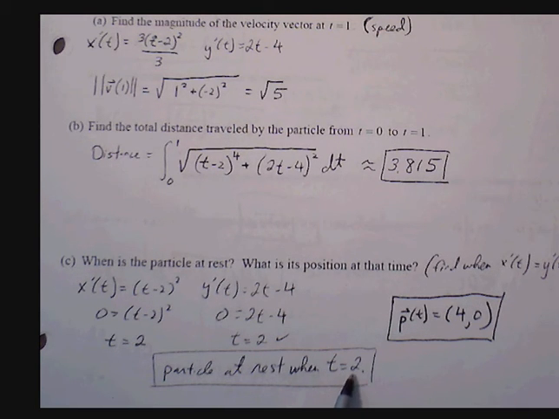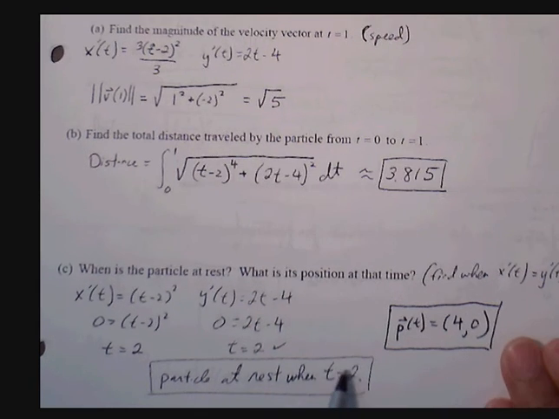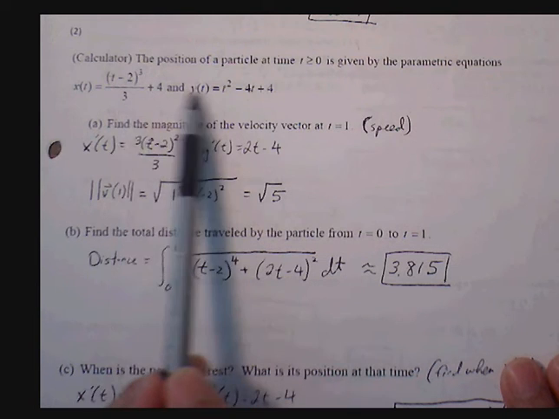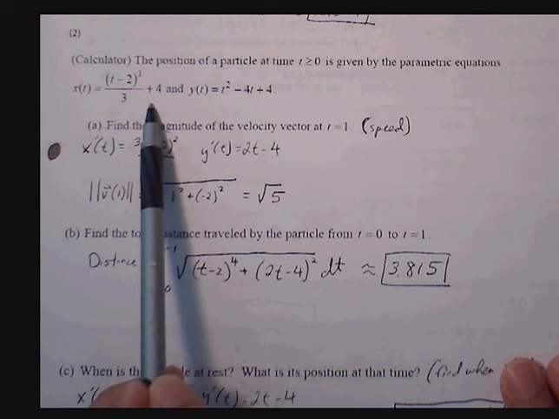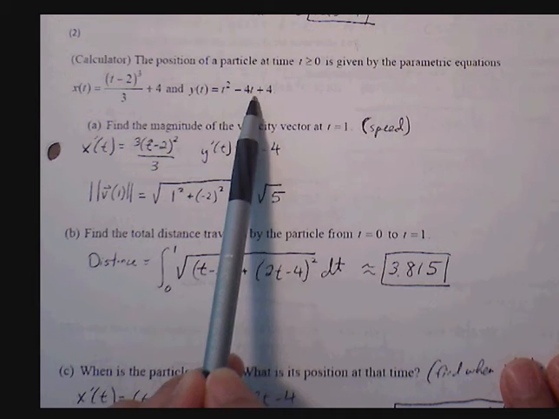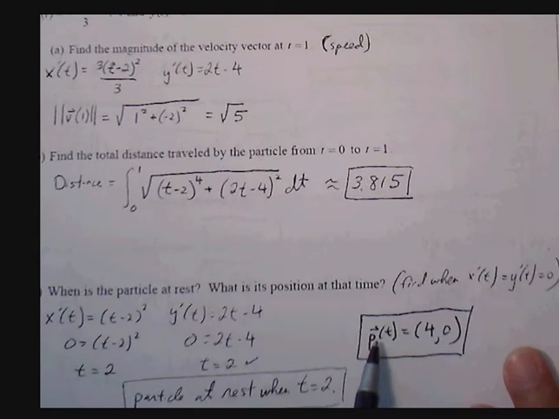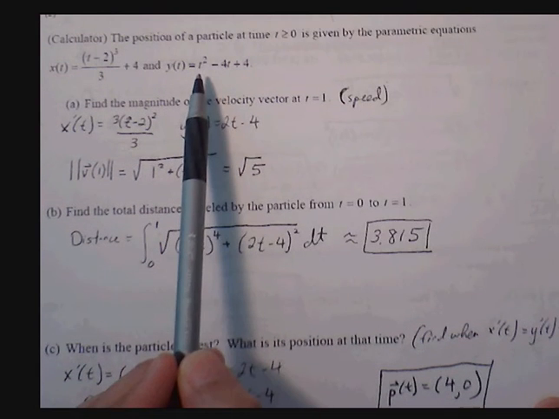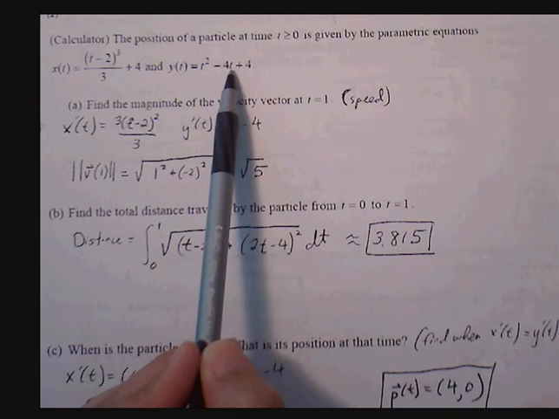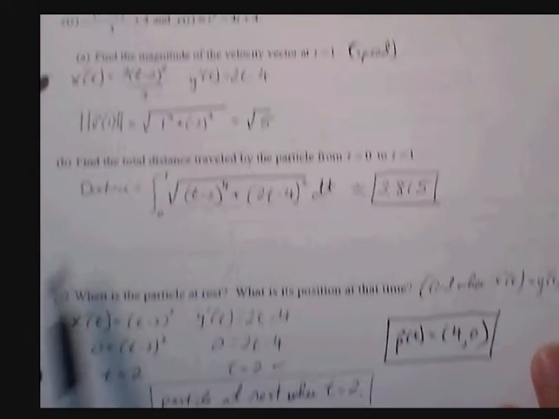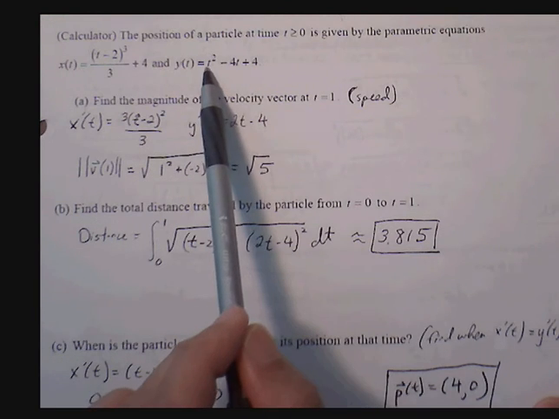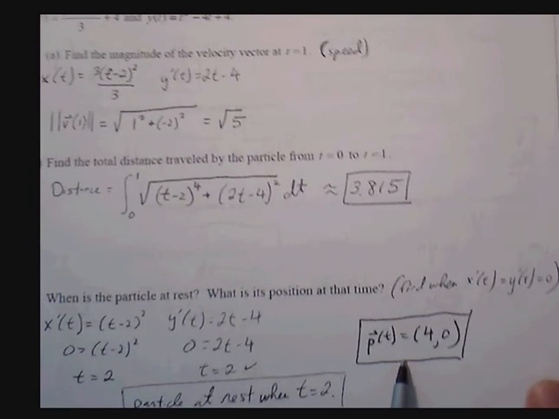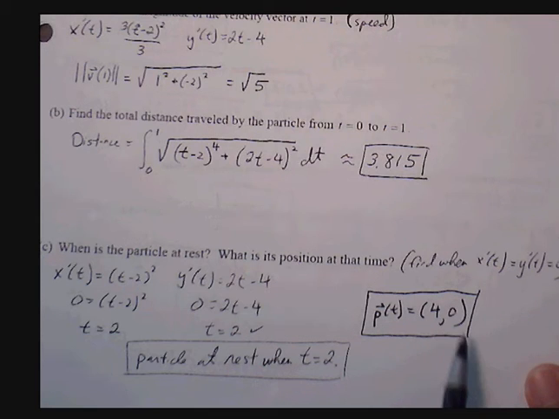So when t is equal to 2, the position at that time, we can just plug 2 into the position function. If we plug in 2, we're going to get 0 plus 4, and then 0 minus 0 plus 4. So position, I'm sorry, not 0, it will be 0 minus 4 plus 4. Let's see, 2 squared, 4 minus 8, my bad, 4 minus 8, negative 4 plus 4, which is 0. So the position at that moment in time will be at (4, 0).